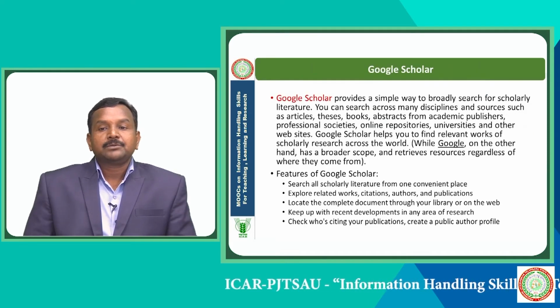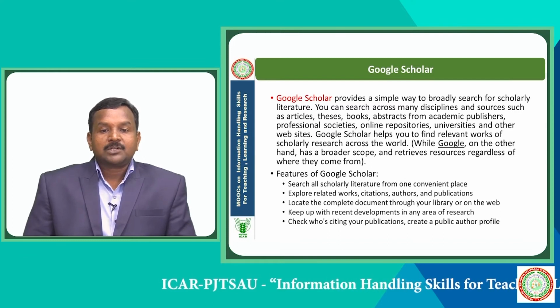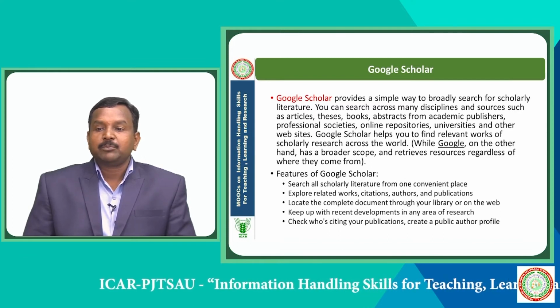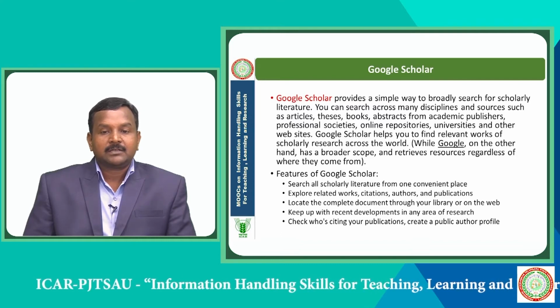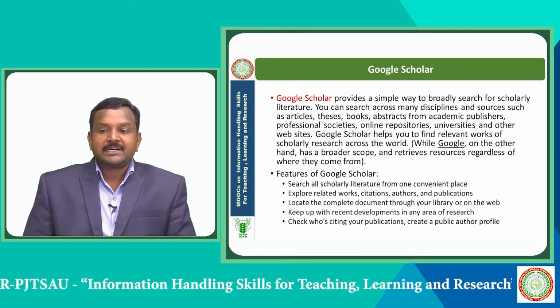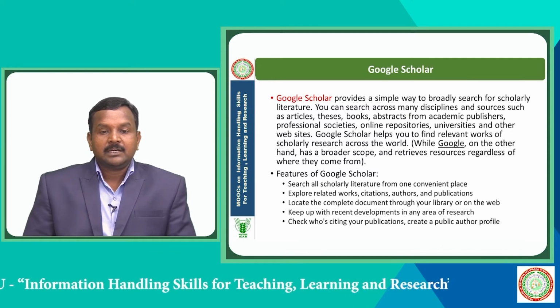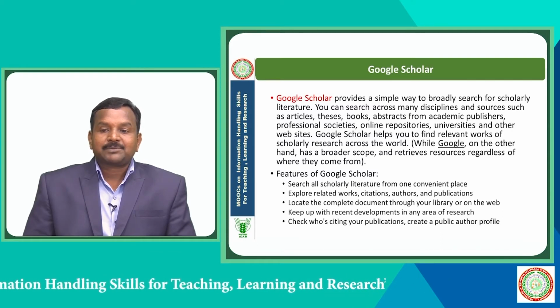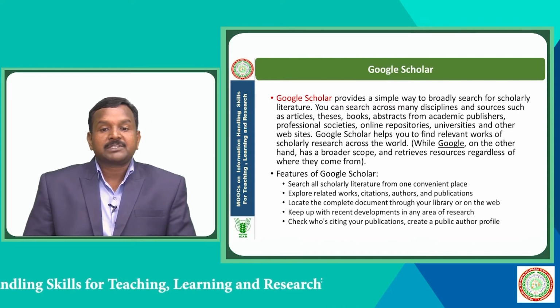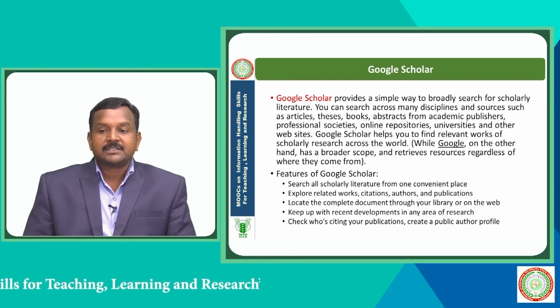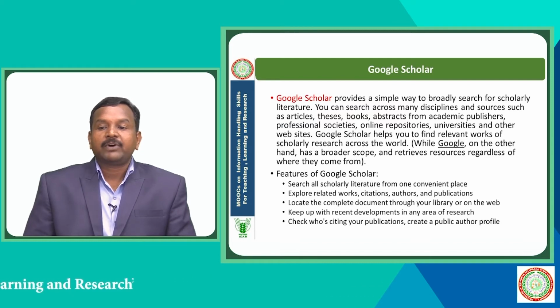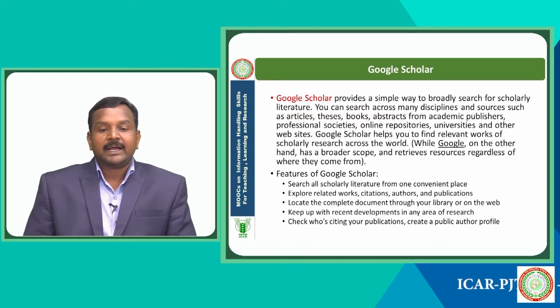Now we will look into Google Scholar, which provides a simple way to broadly search for scholarly literature. You can search across many disciplines and sources such as articles, theses, books, and abstracts from academic publishers, professional societies, online repositories, universities, and other websites. Google Scholar helps to find relevant works of scholarly research across the world, while Google, on the other hand, has a broader scope and retrieves resources regardless of where they come from.